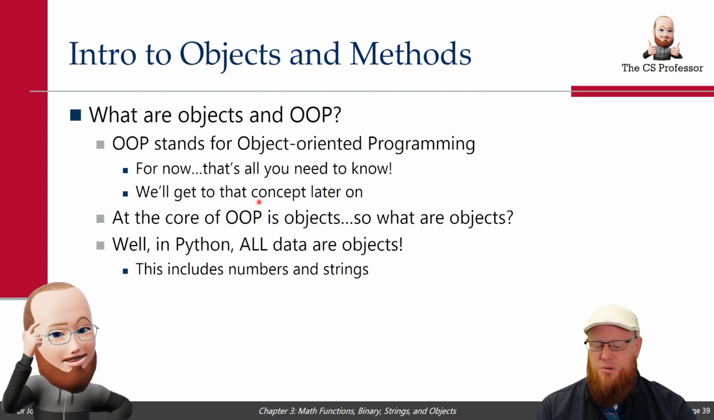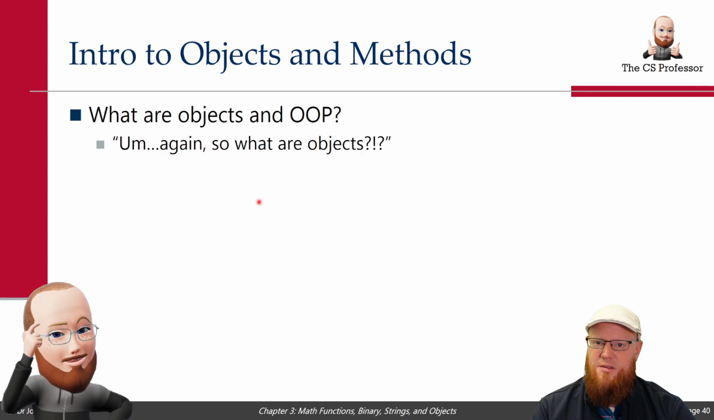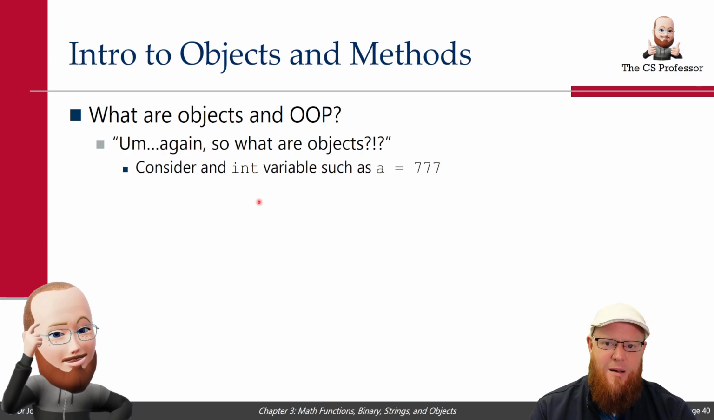All numbers are objects, all strings are objects. Everything in Python is stored inside an object. And this is different from many other languages. And you might be saying, well, what do you mean an object? What is an object? Consider this assignment, A equals 777.